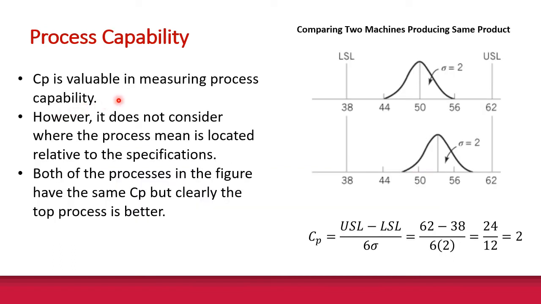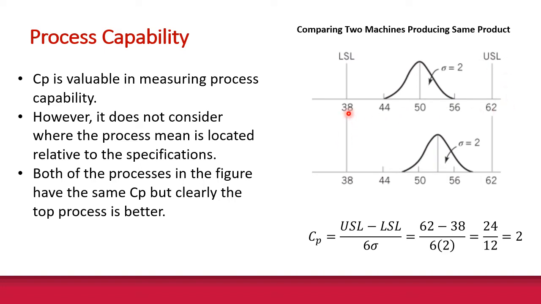C sub P is very valuable in measuring process capability. However, it does have one flaw. It does not take into effect if the process is centered with respect to the specification. So let's compare two machines producing the exact same product. In the top one, we have set the lower specification limits and the upper specification limits.